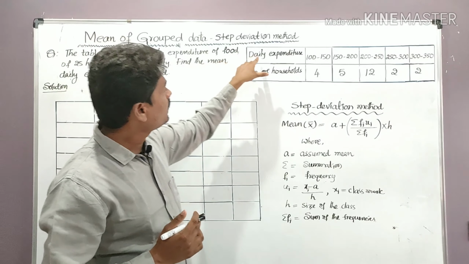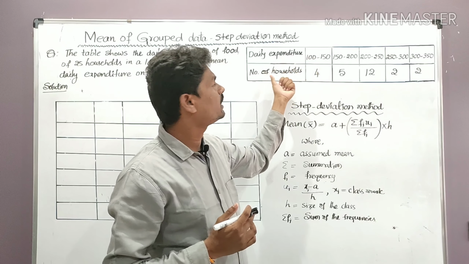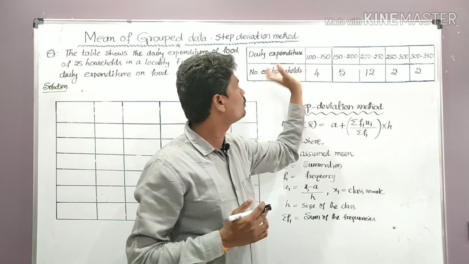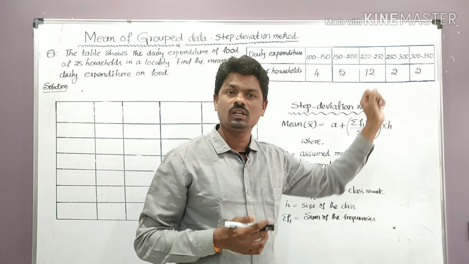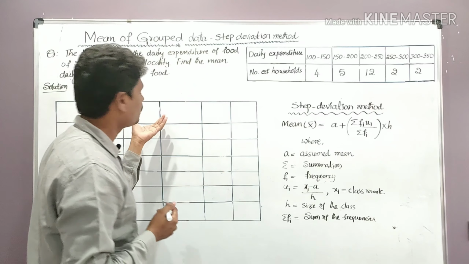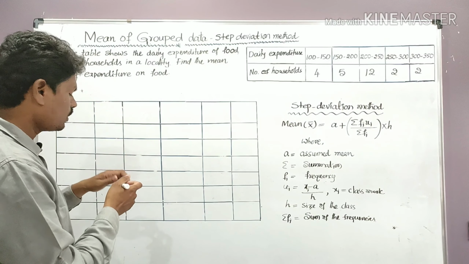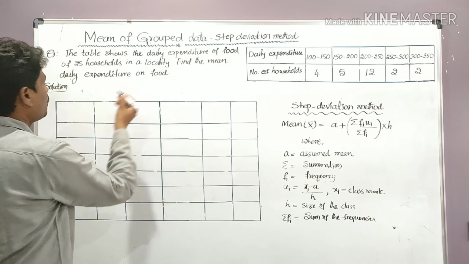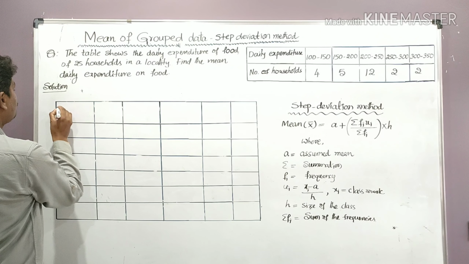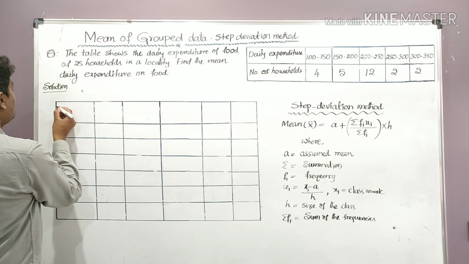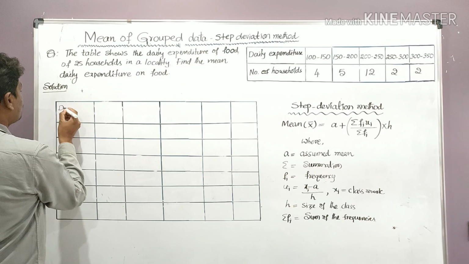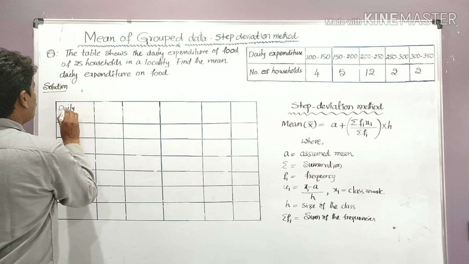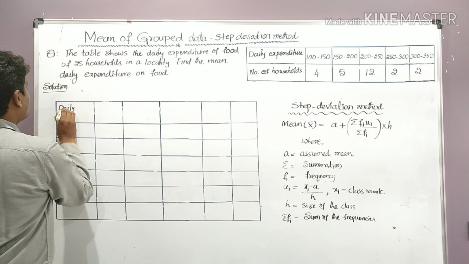Here he has given the daily expenditure and the number of households. The daily expenditure is given in rupees, students, and the number of households is also given. So now we have to prepare a tabular form. How can we find the solution? This is the tabular form, students. Now we have to write the daily expenditure, which is given first.